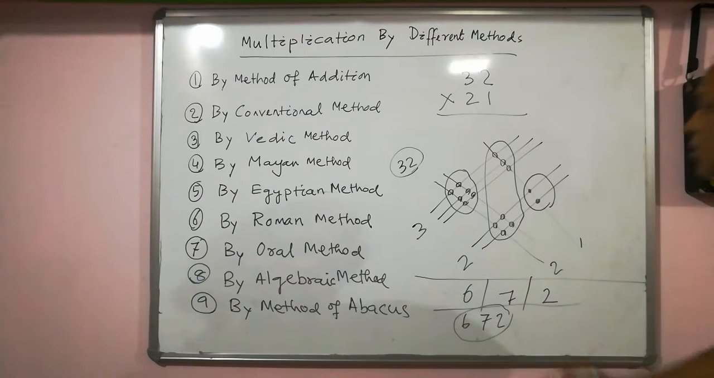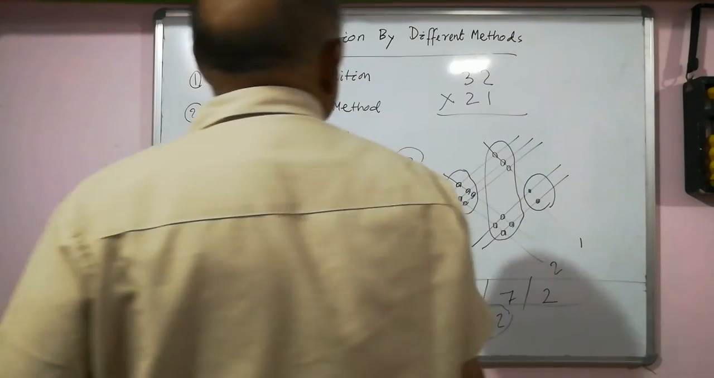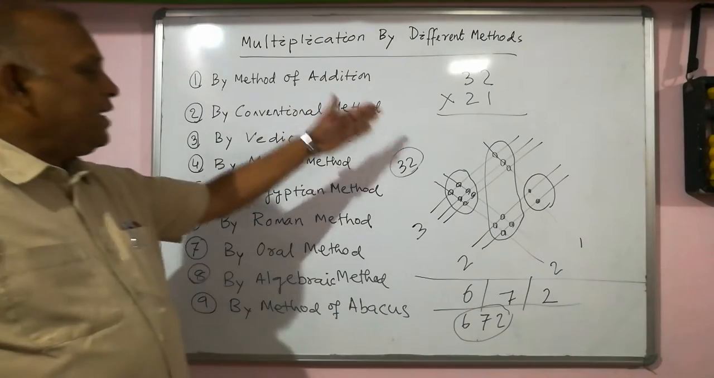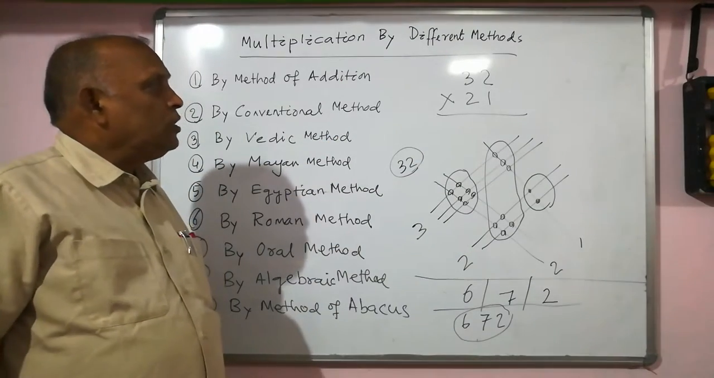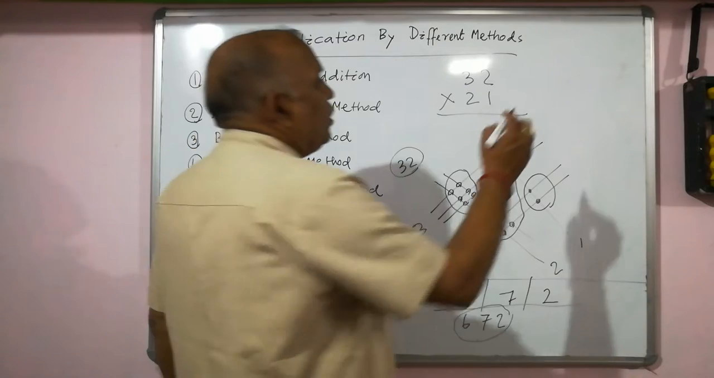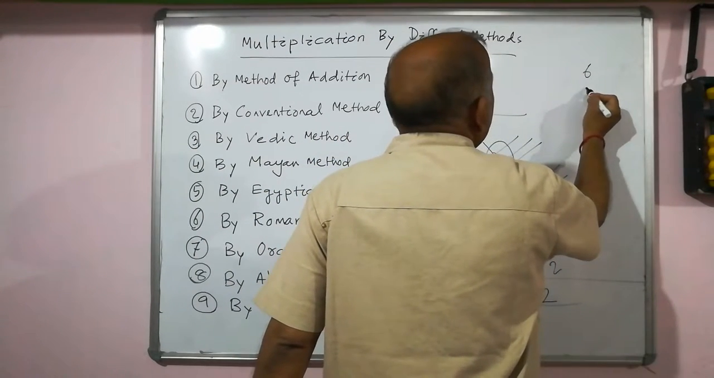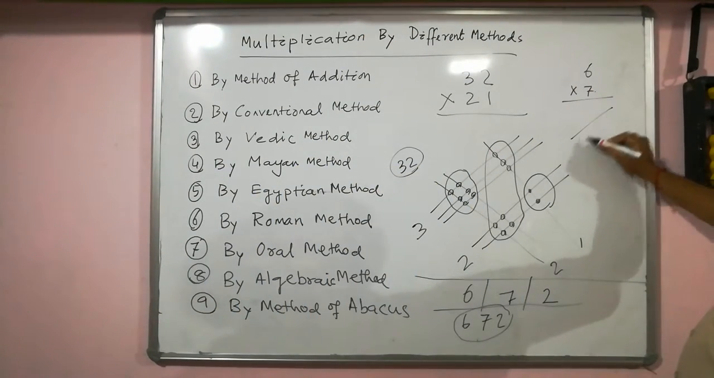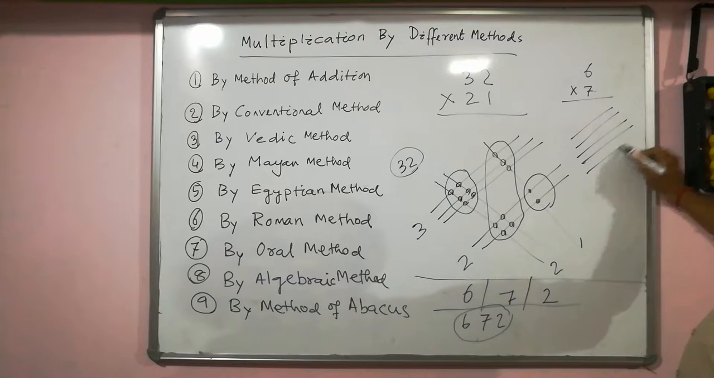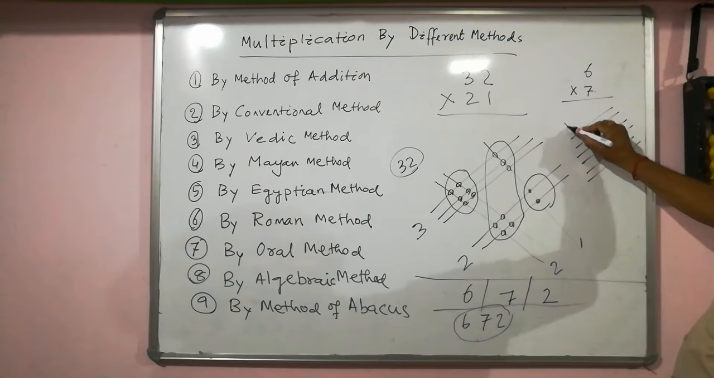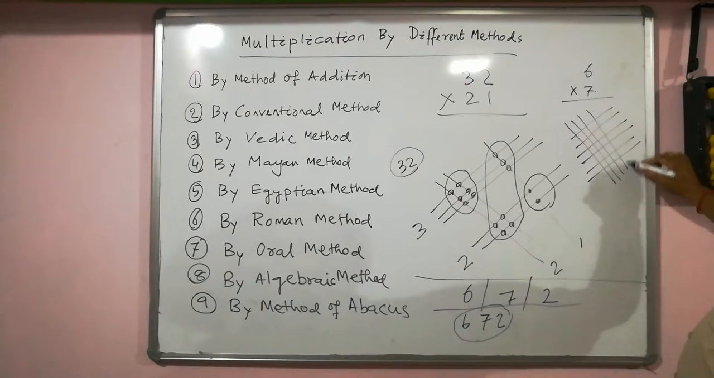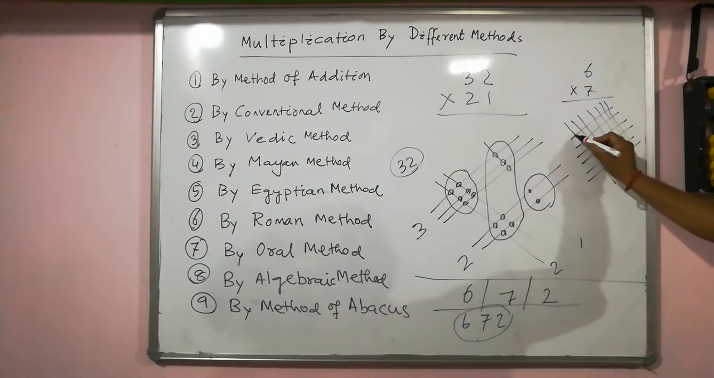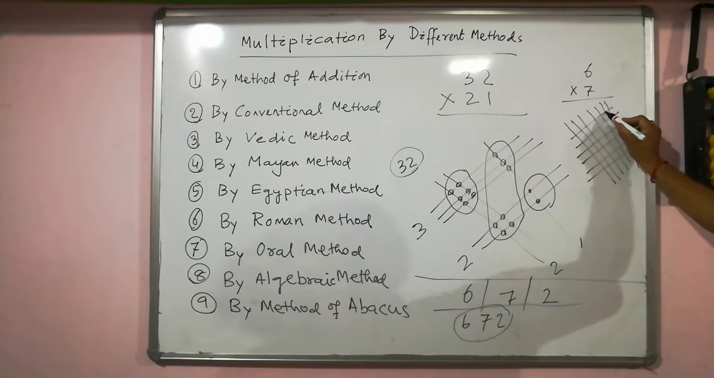So it is a very useful method for children when they don't know about numbers. By using the lines, they can multiply this type of two-digit number. They can also multiply single digits. Suppose it is 6 into 7. So you write 6 lines: 1, 2, 3, 4, 5, 6. This is 6, now 7: 1, 2, 3, 4, 5, 6, 7. Now you count the crossing points for this one.